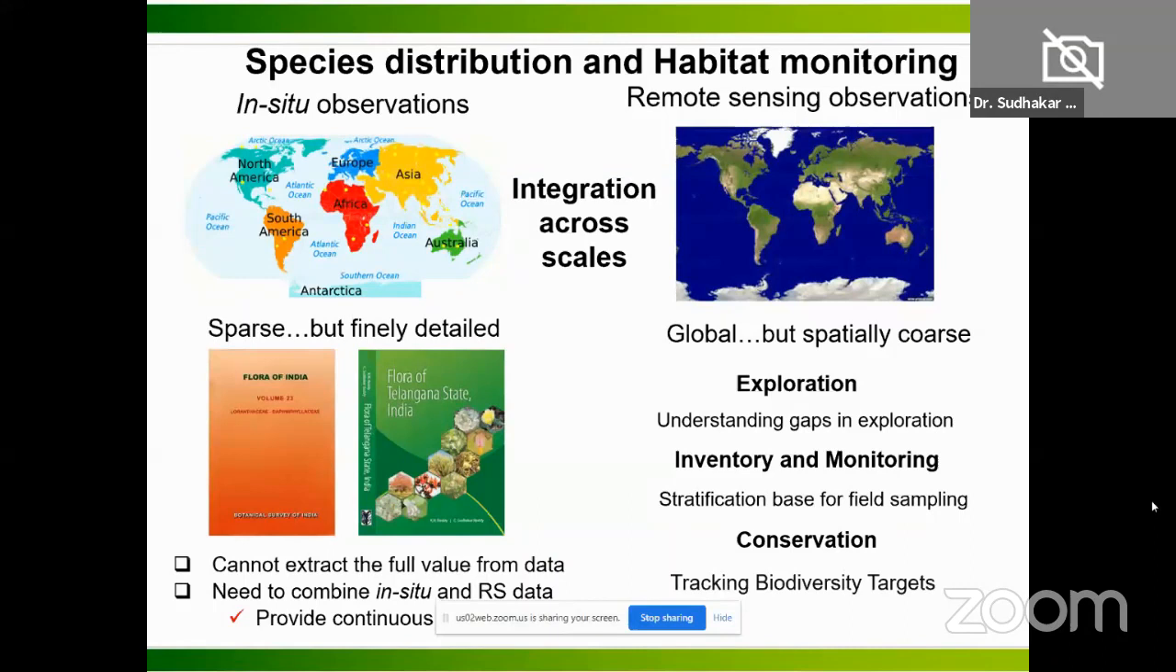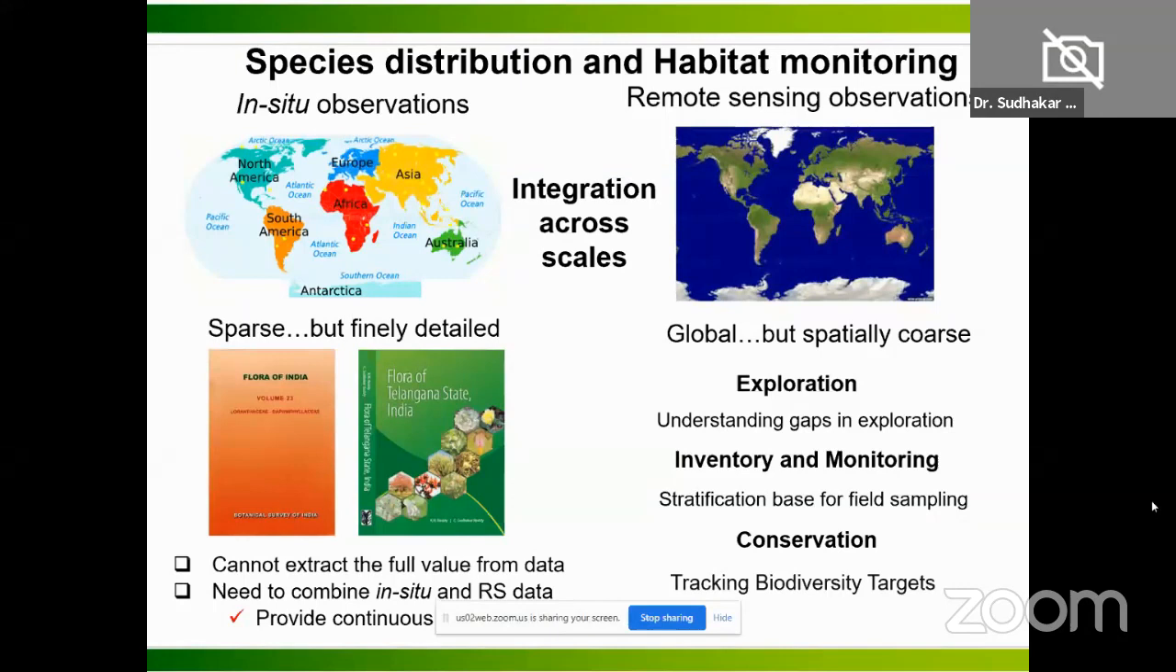I will show that in one of the slides. We can make use of this remote sensing based information for a better sampling strategy, and for tracking the international biodiversity targets. So by combining taxonomical information and phytosociological information, and upscaling this information from local level to global level, we can assess the change in biodiversity. So the role of remote sensing has become indispensable, and all the global experts now identify remote sensing as one of the main tools for addressing biodiversity change.